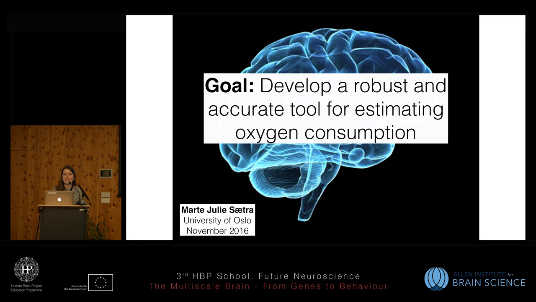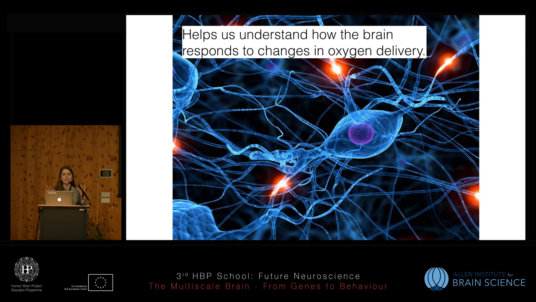Hello, I'm Marte. I'm a computational physicist, and a goal of my work is to develop a robust and accurate tool for estimating oxygen consumption in cortex. And the reason why I want to estimate oxygen consumption is because it helps us understand how the brain responds to changes in metabolism and oxygen delivery. And such changes can be due to clinical conditions like stroke or Alzheimer's disease.